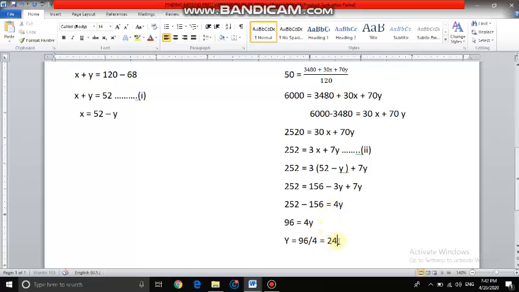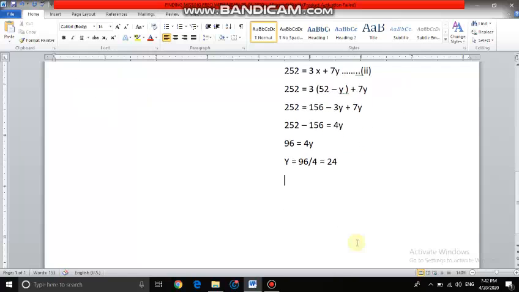Now if I want the x value, I know the y value is 24, so can I substitute here? Let me write here only so that you won't get confused. So x equals 52 minus y, that's what the equation is. And then you can take x equals 52 minus 24. I think you know how to subtract 52 minus 24. The answer is 28. So x equals 28.